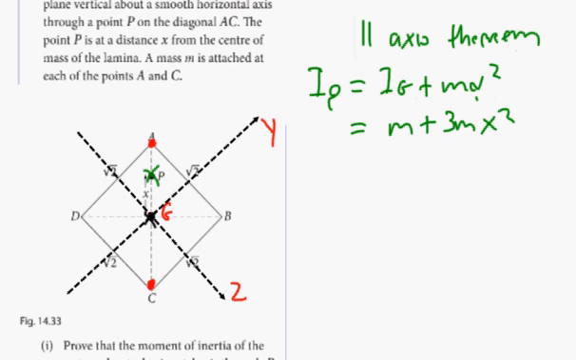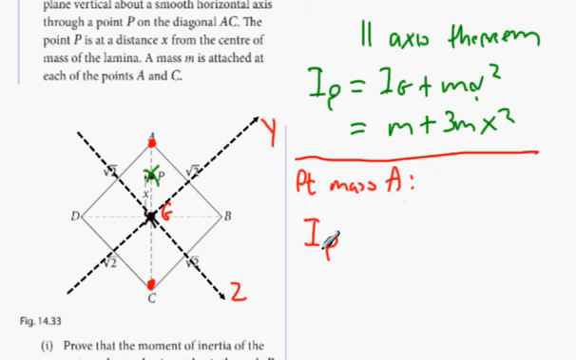Now we're going to go to the point masses, and the point mass is done in red. We're going to go for the point mass at A. Now, what is the distance of A from the axis P? Can anybody tell me how to figure that out?